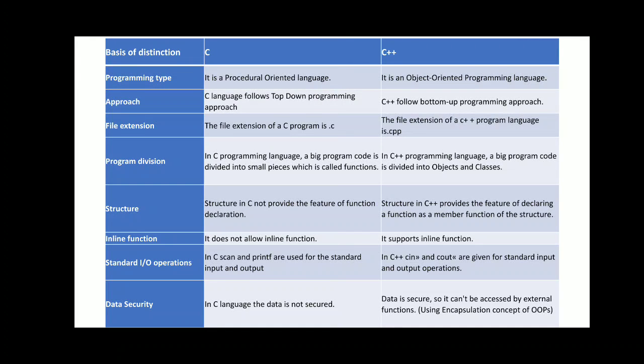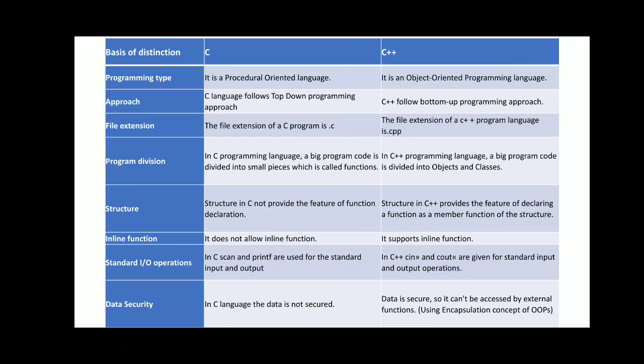Now the next parameter is the inline function. C does not allow inline functions, but C++ supports the inline function. An inline function is a request which is sent to a compiler to make a particular function inline. Standard I/O operations: in C, scanf and printf are used for standard input and output, whereas in C++ we are using cin and cout as standard input and output operations.